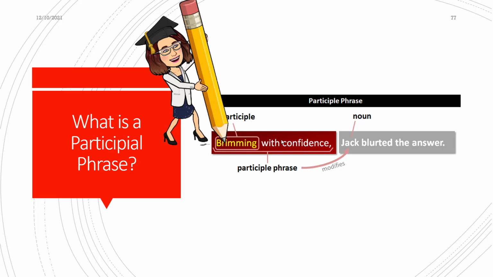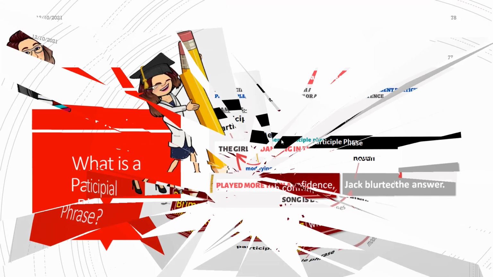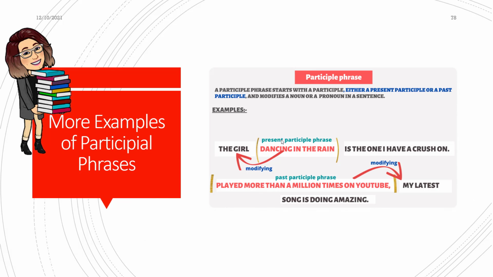Okay, let me repeat that. So let's say you have two sentences. He was brimming with confidence. That's sentence number one. He blurted the answer. So we take out the "he was," especially when we're talking about Jack and Jack. So we just say, brimming with confidence, Jack blurted the answer. So that's how you use a participial phrase to combine the two sentences together, because we're all talking about Jack.